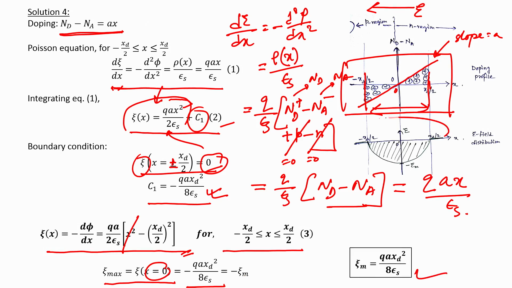So this is the diagram which shows the electric field profile. You can see a quadratic profile, and this is the peak electric field and its magnitude is epsilon m. So the maximum electric field is this value.